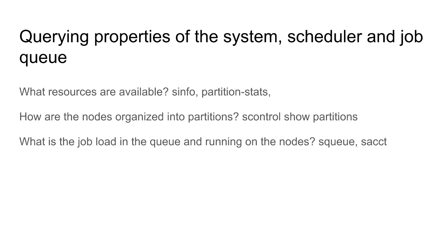We also want to know how the nodes are organized into partitions, and we can use the control show partitions command on the cluster. And then we want to understand the load on the queue, both queued jobs and running jobs on the nodes. And to do this, we can use the squeue command or sact command. Now, we can call these from the login node and then just look at the tabular data in the terminal.